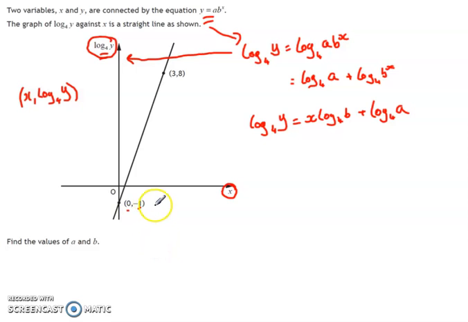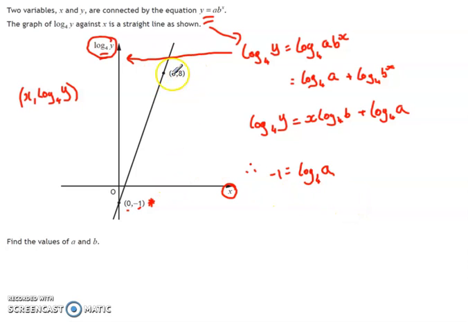and wherever I've got an x, I'd substitute the x part of the coordinate. So if I take this point here, my y-intercept, and I were to substitute it into this one here, what I'd end up getting is that negative 1 is equal to, well this would be 0 times log to the base 4 of b, which is 0. So I'd get negative 1 is equal to log to the base 4 of a.